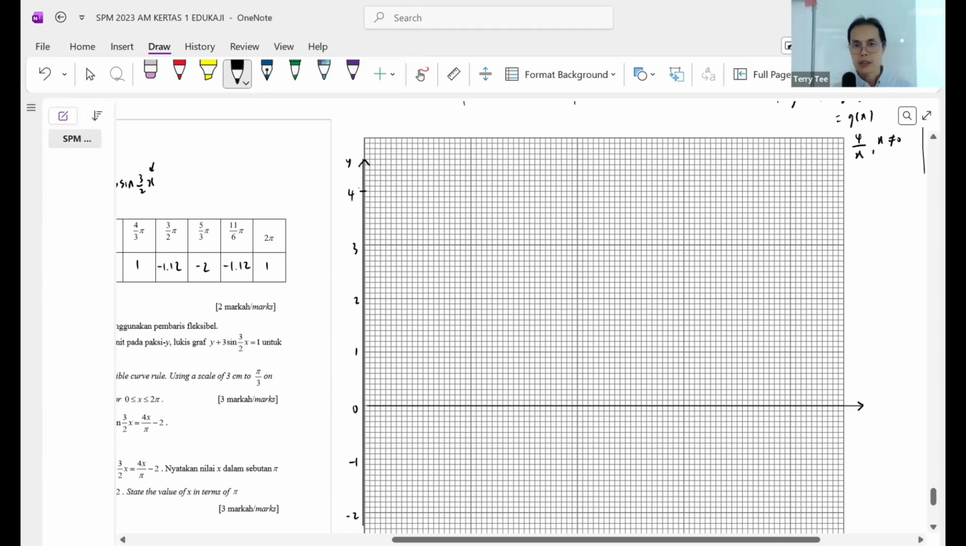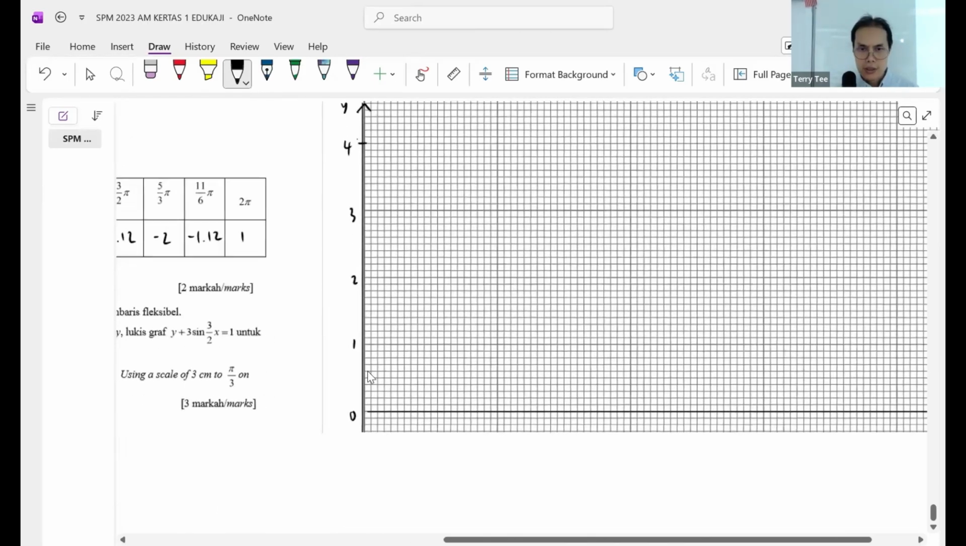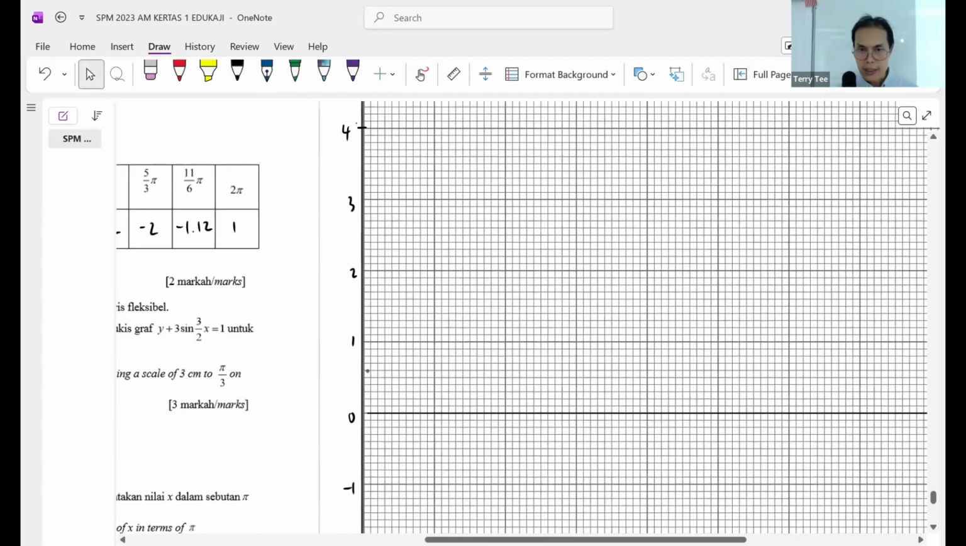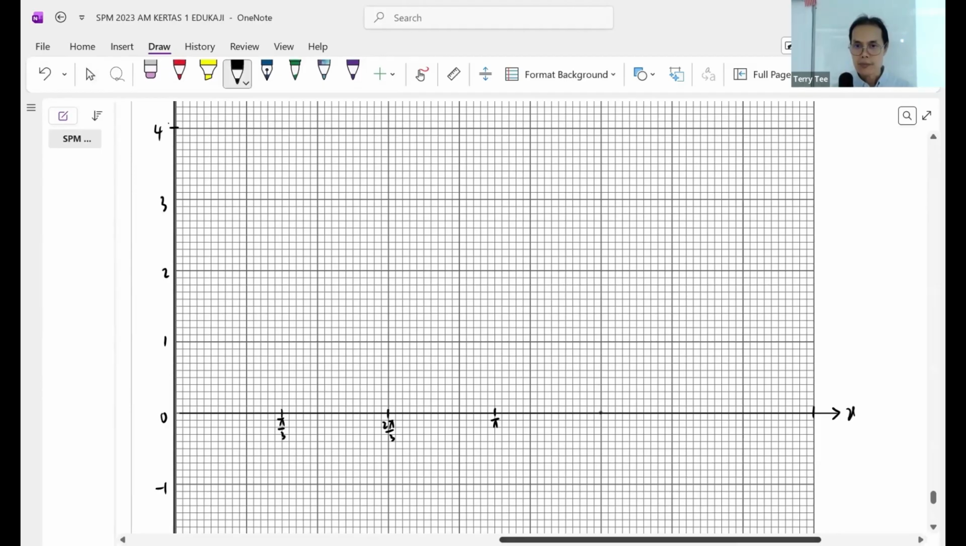This is your y. Okay, the question says 3 cm to pi over 3. So we can see this is pi over 3 plus another pi over 3 is 2 pi over 3 plus another pi over 3 is 3 pi over 3, which is just pi. Then this one will be 4 pi over 3. This is 5 pi over 3. And this will be 6 pi over 3, which is 2 pi.